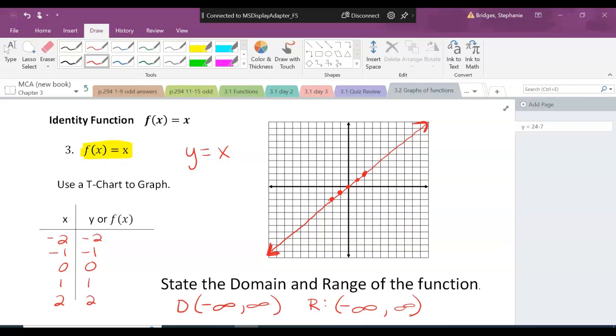Any questions so far? Yeah, you don't have to memorize these. We just need to be familiar with how they look, because later on in this unit, we're going to be doing the shifts, moving them up, down, left, and right. So you kind of have to have an idea of how they look so that we can make them move.